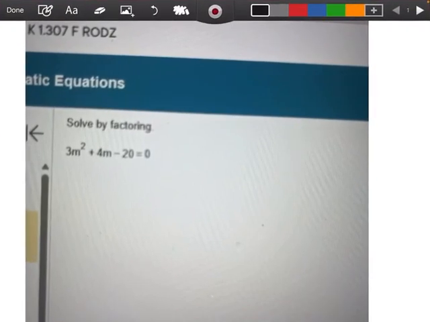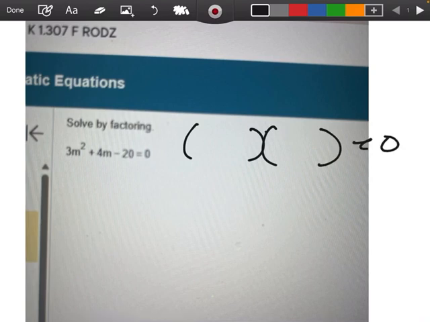All right, y'all, so this is a problem out of the homework, and the directions are saying to solve by factoring. So let's go ahead and get started. So remember, y'all, when I'm doing factoring, I'm going to open up my parentheses, right? And because I have a 3m squared here, I'm going to write a 3m and an m because I know that when I multiply those together, that's going to give me my 3m squared.